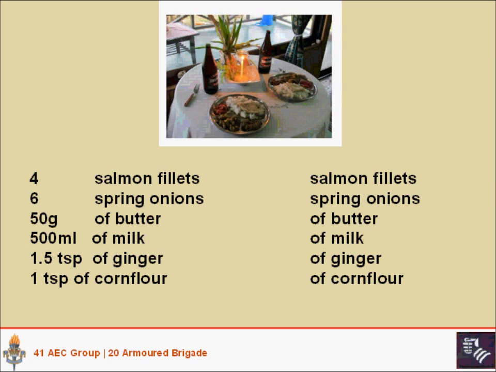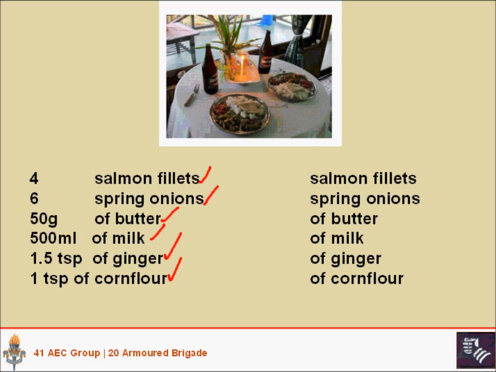You decide to cook a romantic meal for you and your partner, and the recipe you're using is for 4 people. You need to cut down on the quantities that you're using. For 4 people, you need the following ingredients: 4 salmon fillets, 6 spring onions, 50 grams of butter, 50 milliliters of milk, 1½ tablespoons of powdered ginger, and 1 tablespoon of corn flour. But how much would you need for 2 people?